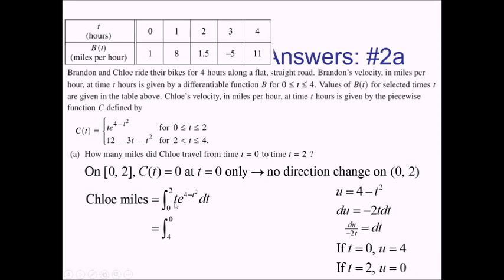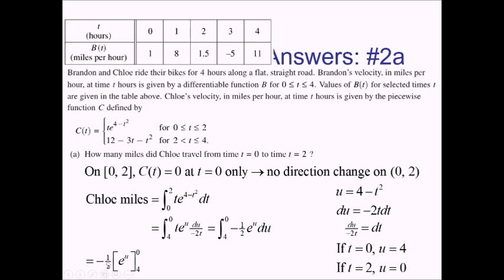We also have a t times e to the u, and then instead of dt, we can replace that with du over negative 2t. So this t and this t down here are going to cancel. We have negative 1/2 e to the u du, evaluated from 4 to 0. Antiderivative of negative 1/2 e to the u is negative 1/2 e to the u. That works out nicely, and we're evaluating that from 4 to 0.